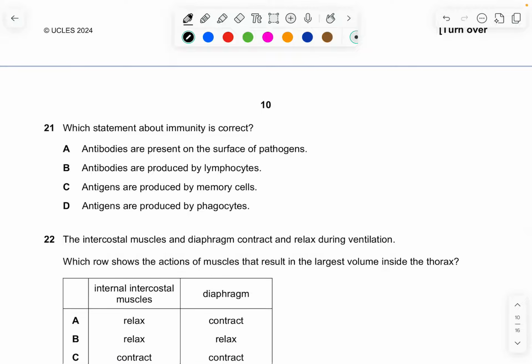Question 21. Which statement about immunity is correct? Antibodies are present on the surface of pathogens. This is wrong. There should be antigens. Antibodies are produced by lymphocytes. It could be correct. Antigens are produced by memory cells. This is wrong. It should be antibodies. Antigens are produced by phagocytes. They do not produce anything. Okay, so the answer is B.